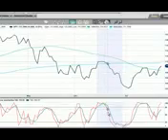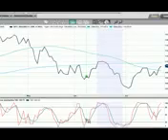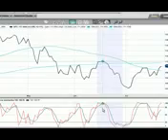Now, what you can do too is you can use the %D line, and when the red line or the %K line crosses the %D line, then you'd sell. And when it breaks above it, then you'd buy. So in that case, if you're using the lines crossing as your signals, you would have bought here and you would have sold here. That was excellent timing, right? You would have stayed out of all of the market.